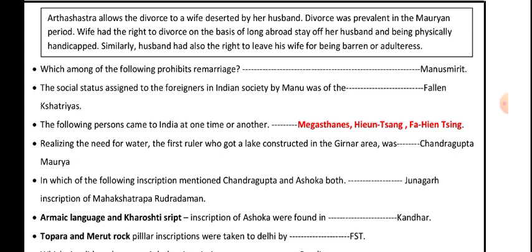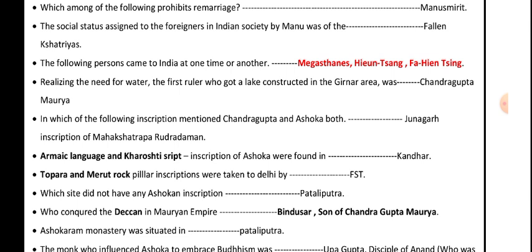Divorce was prevalent in the Mauryan period. The wife had the right to divorce on the basis of her husband's long stay abroad and his being physically handicapped. Similarly, the husband also had the right to leave his wife if she was barren or an adulteress. Which among the following inhibits marriage? Manusmriti. The social status assigned to foreigners in Indian society by Manu was fallen Kshatriyas.